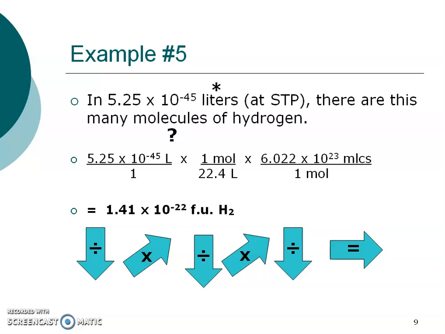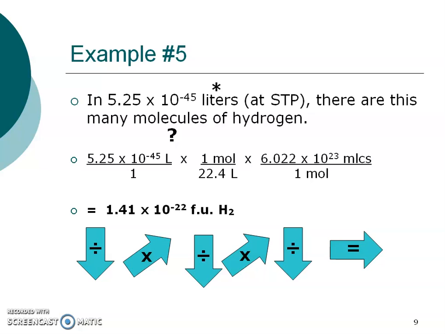Hopefully you did. Hopefully you came up with that many formula units or particles, or, oops, Mrs. O'Neill made a mistake here. Formula units is not correct, right? It's a molecule, because hydrogen is a diatomic molecule. So we want to change that unit there from FUs to molecules. So make sure that you're understanding, right? Each of those particles is represented by a particular unit that represents what kind of substance it is.